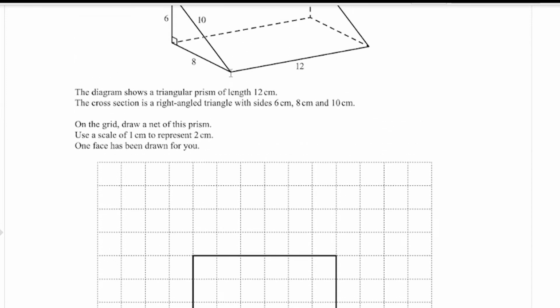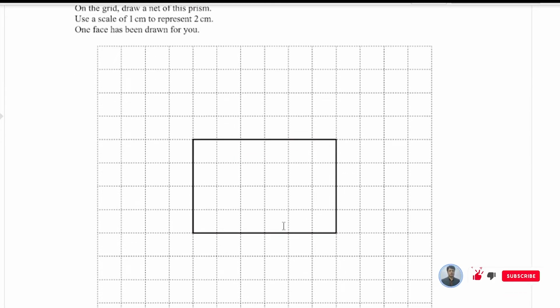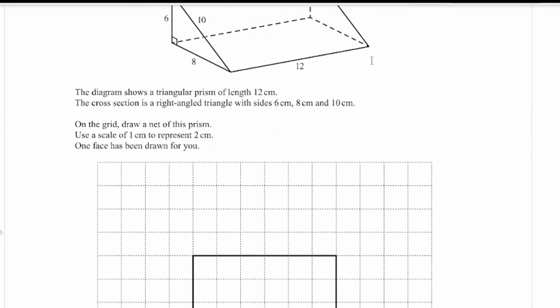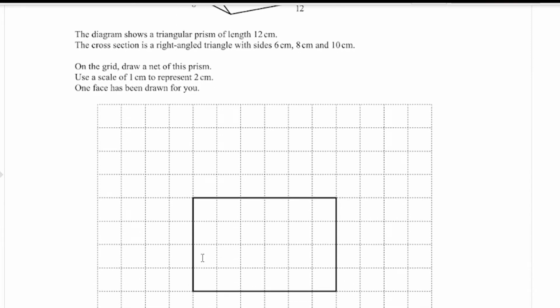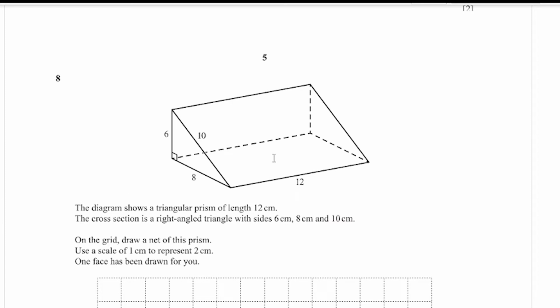Okay, length is 12 centimeter, so 6 units will be for the length, 1, 2, 3, 4, 5, 6, because 1 centimeter represents 2 units on this grid. So 6 centimeter represents 12 units on the grid. So the length is 12 units. Second, the breadth is 8 centimeter, and 1, 2, 3, 4 centimeter are given here, 4 to the 8. So one of the faces, which is the rectangular face, has been drawn for us here, and we have to draw the net of the remaining sides.